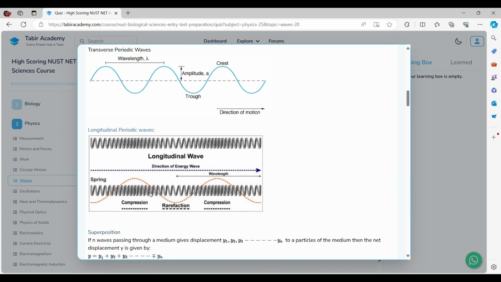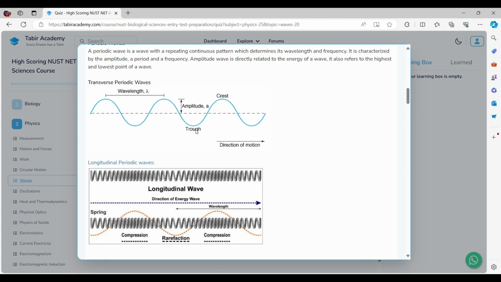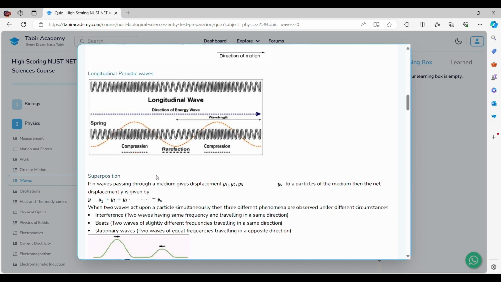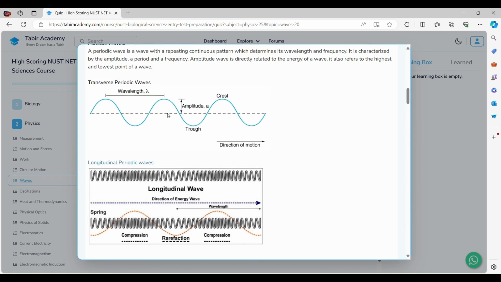As you can see, these are rarefactions and these are compressions, where respectively the distance between molecules is larger and shorter. This is a trough, the lower part where the displacement is maximum negative, and a crest where the displacement is maximum positive. An amplitude, which is the maximum displacement of a particle from its equilibrium position.